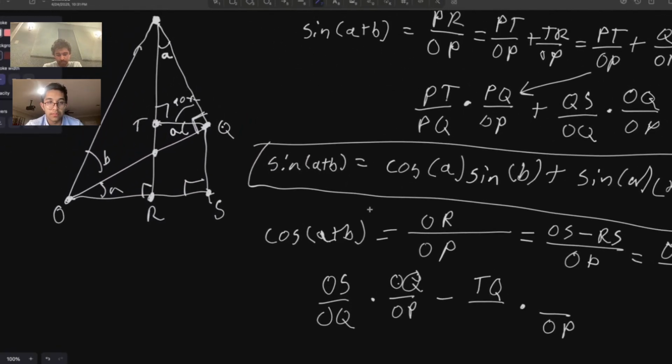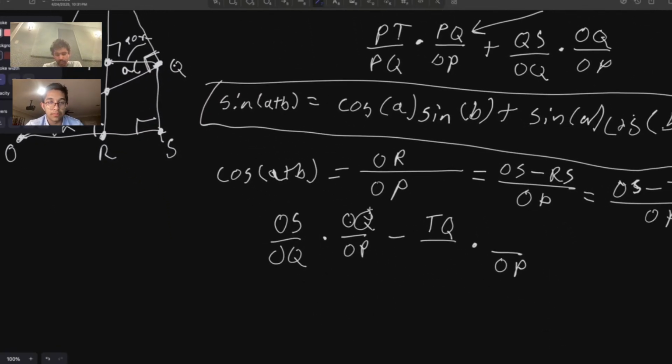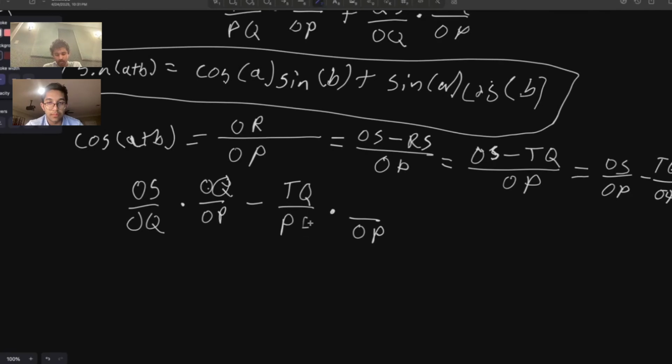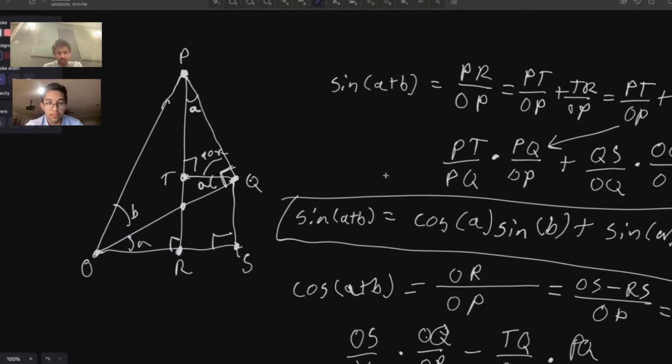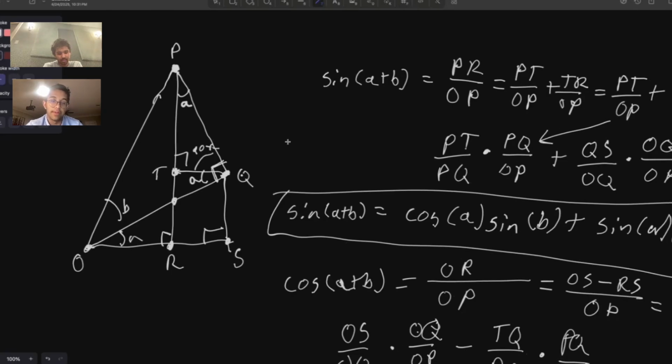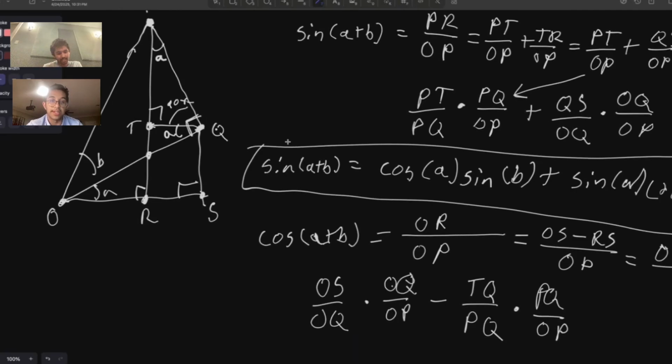Now TQ, we could just set that to PQ, right? Because as we see in the diagram, TQ over PQ in terms of angle A is, oh, also the cosine. Not the cosine, sorry, sine. That's the sine. Yeah, that's the sine.